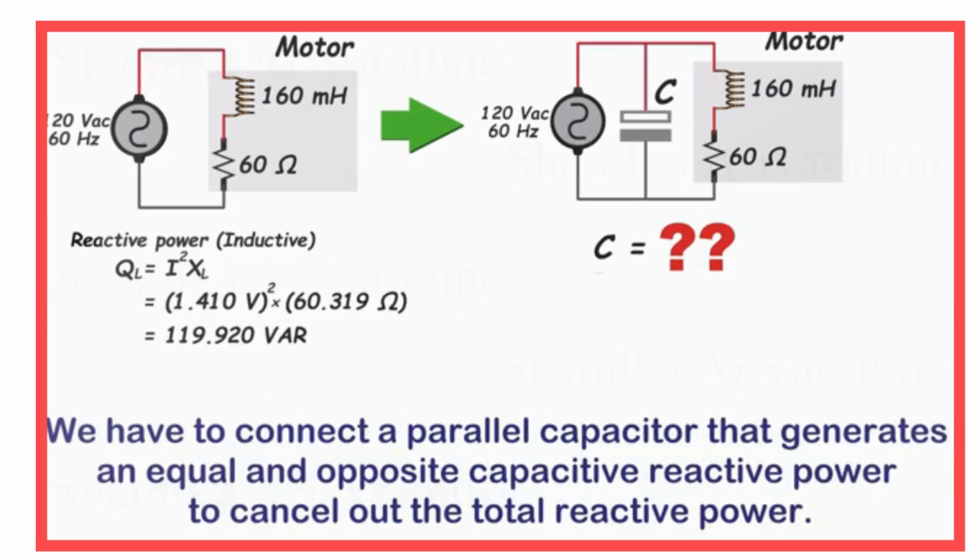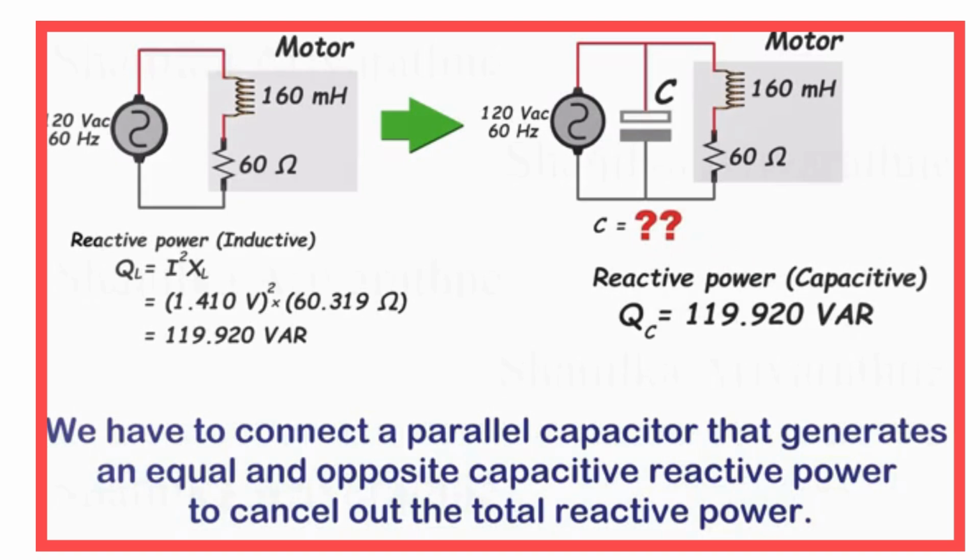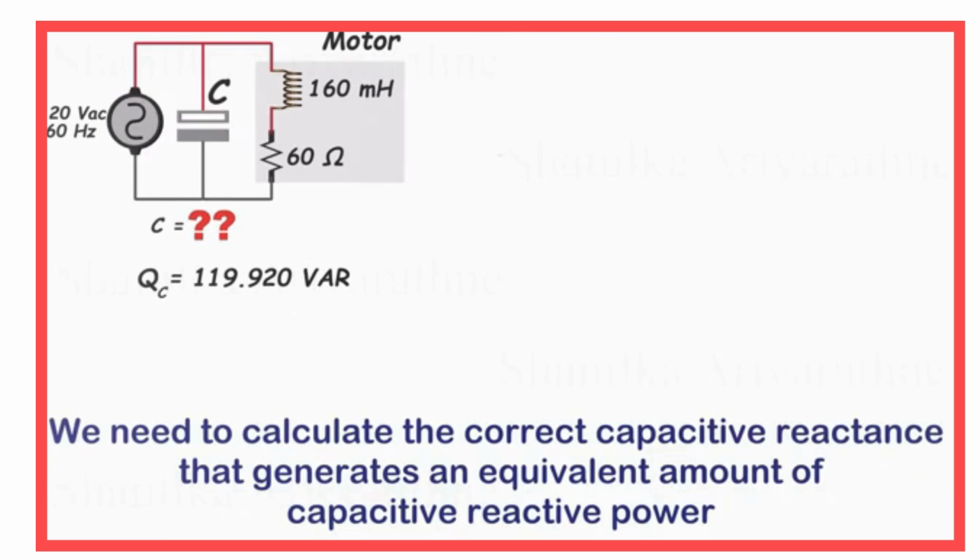Now, we have to connect a parallel capacitor that generates an equal and opposite capacitive reactive power to cancel out the total reactive power. So the capacitive reactive power should also be 119.92 VAR. Now, we need to calculate the correct capacitive reactance to produce an equivalent amount of capacitive reactive power in this circuit. It's important to note that adding a capacitor will alter the current. Therefore, we can't employ the same current value to calculate the capacitive reactive power. As this capacitor will be directly connected in parallel with the source, we'll utilize the power formula which begins with voltage and reactance.